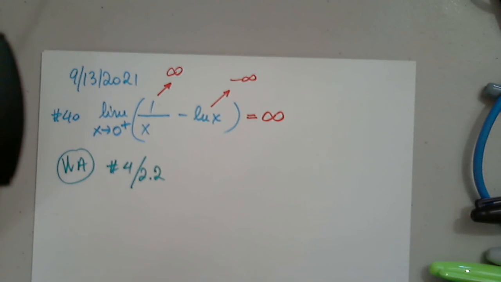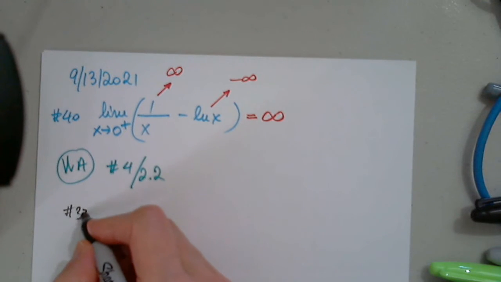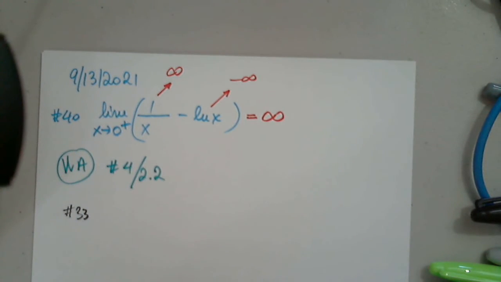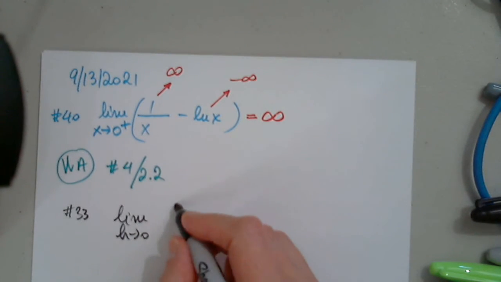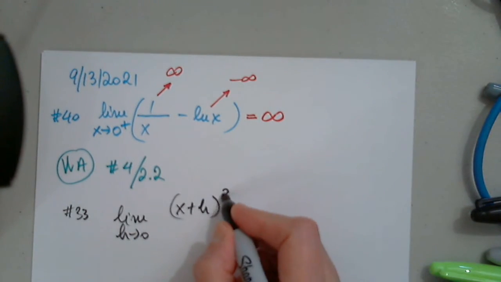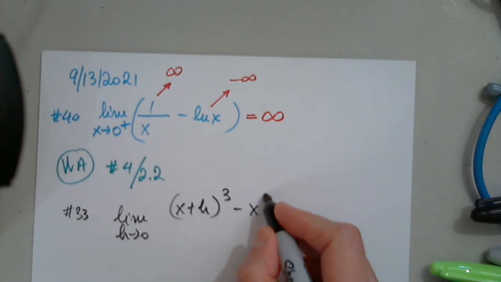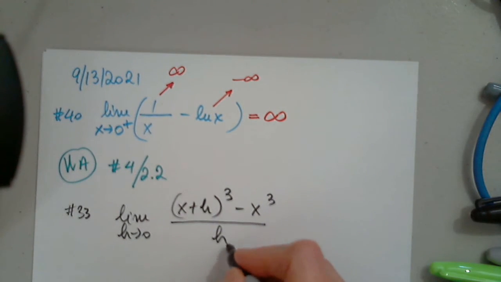But before that, tell me whether you want to work on any of these problems. So the question was asking us to find the limit if it exists from 11 through 34. We do 33. Let's continue with 33. Very good. So 33 is the limit as h approaches 0 of (x plus h) to the third power minus x to the third, divided by h. Perfect.